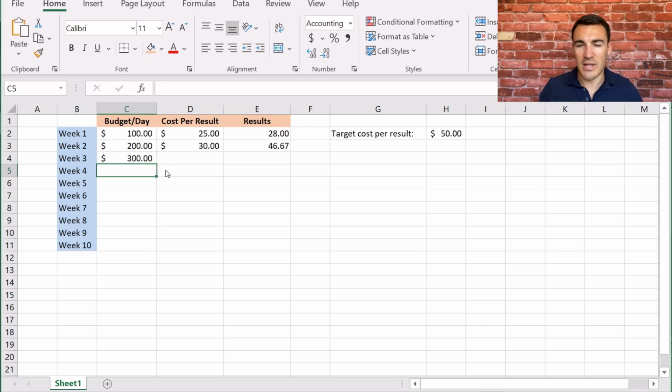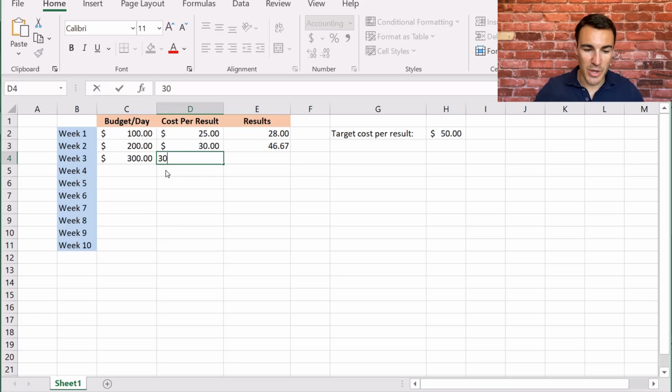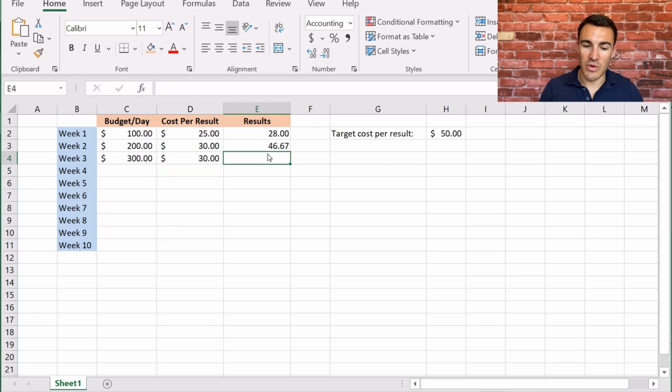Let's go to 300. I think jumping all the way to 400 would be a little bit too much. And let's say our cost per result doesn't really change at all. And that means for our $300 a day, we're now generating 70 results a week. Fantastic. We're still nicely under our cost per result. Great. So we think this is pretty good. Let's jump up to $500. We didn't see any change going from 200 to 300. That's an indication that we can scale further. And let's say that takes our cost per result up to $40.